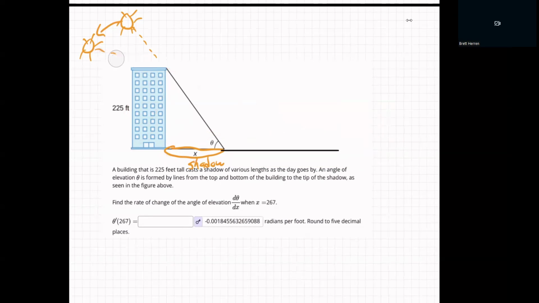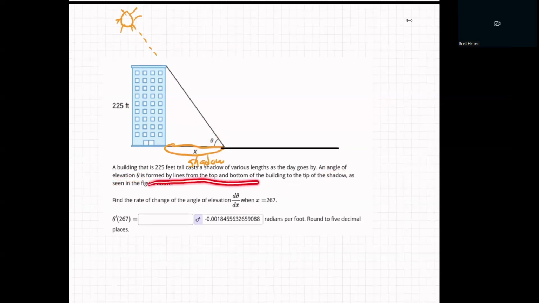Let me back off this later thing and say, right now the sun is where it's at. We've got the shadow. And it says an angle of elevation theta. That's an angle of elevation because it's measured from flat up. Okay, it is formed by lines from the top and bottom of the building and the tip of the shadow, as seen in the figure. Find the rate of change of the angle of elevation, dθ/dx.